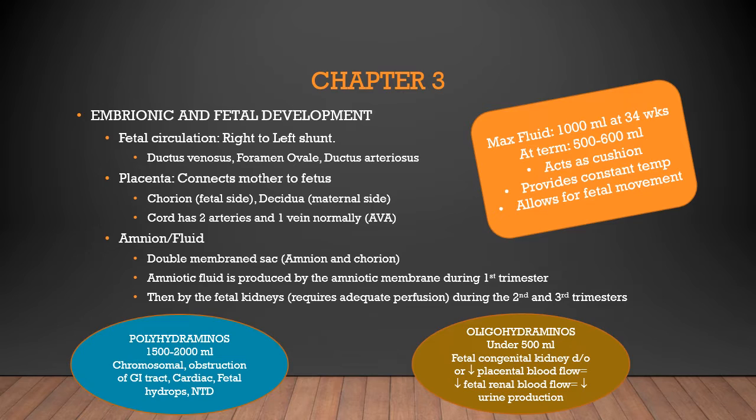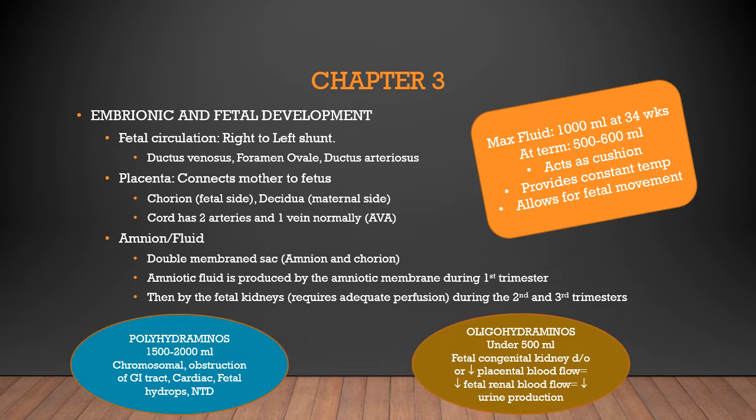And then the amnion and the fluid is an important concept as well. The amnion itself is a double membrane sac, and it consists of the amnion and the chorion. The amniotic fluid is produced by the amniotic membrane during the first trimester. Then, after the first trimester, the fetal kidneys start to work and produce urine as a byproduct of eating and drinking the amniotic fluid, and the amniotic fluid is then replaced by urine.